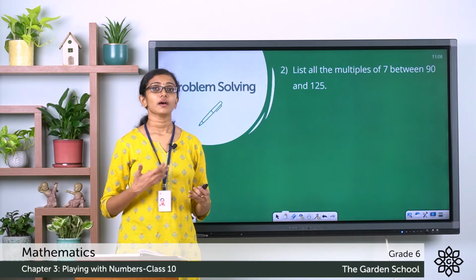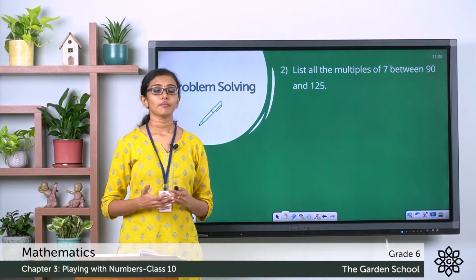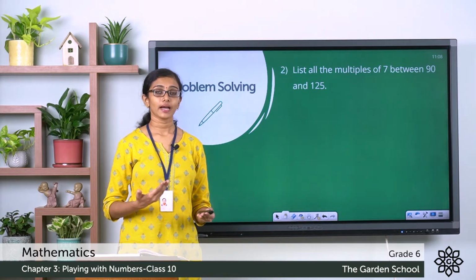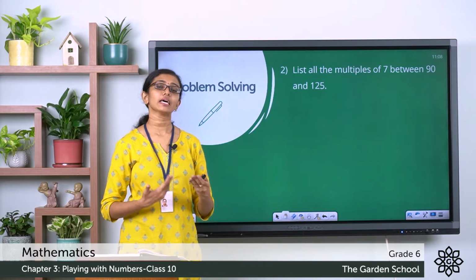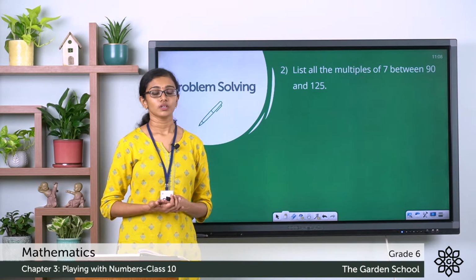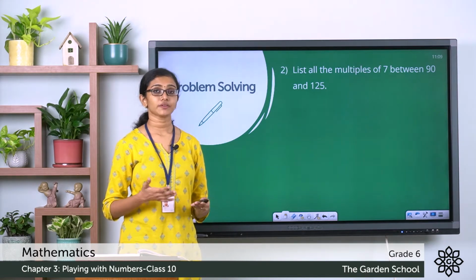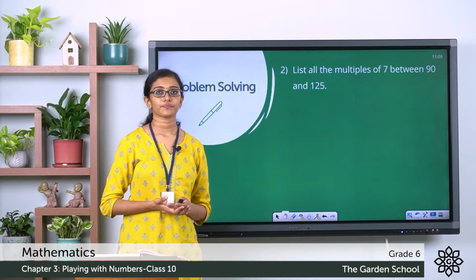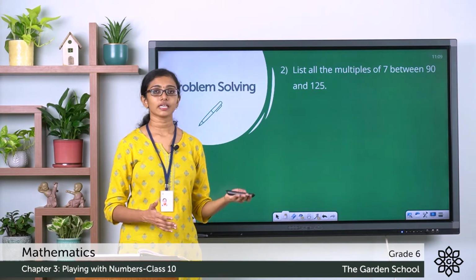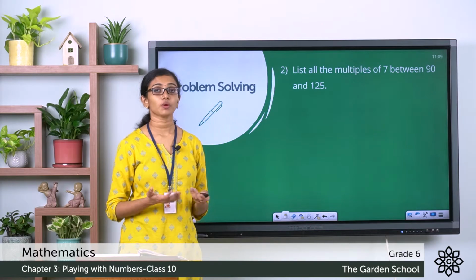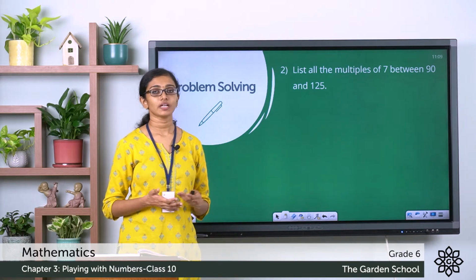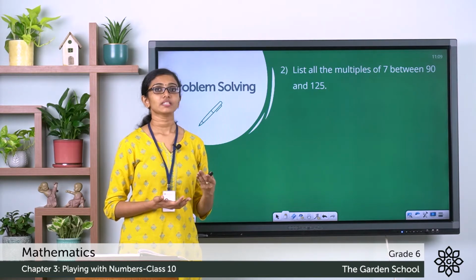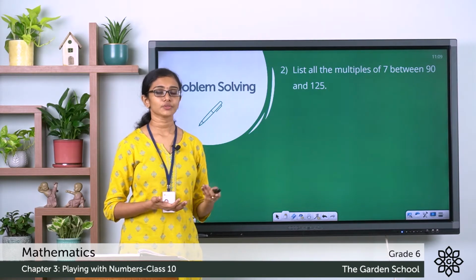So what is multiple of a number? Multiples of a number are the numbers that we get by multiplying the given number by another number. So here you are asked to find out the multiples of 7 that lie between 90 and 125. So we have already learned 7 tens are 70. Now what about 7 11s? 7 11s are 77, 7 12s are 84, 7 13s are 91 and so on.